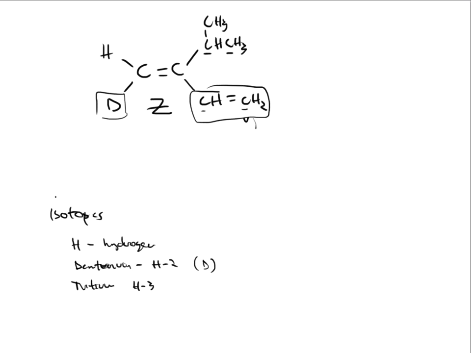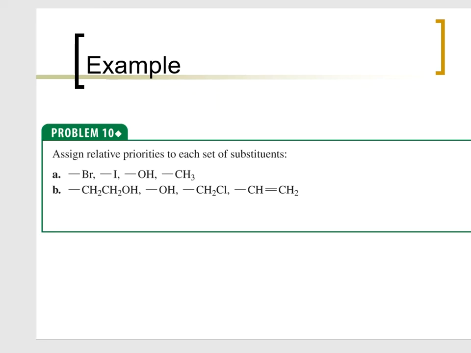Okay, now let's take a look at an example. Here we go. So this question says, assign the relative priorities to each set of substituents. What they want you to do is they're going to give you, for A, 4 choices. And they're going to say which one of these has the highest priority, which one would come next, which one would come third, and which one would come fourth. All right, so this is a pretty easy question. This is how we answer it.